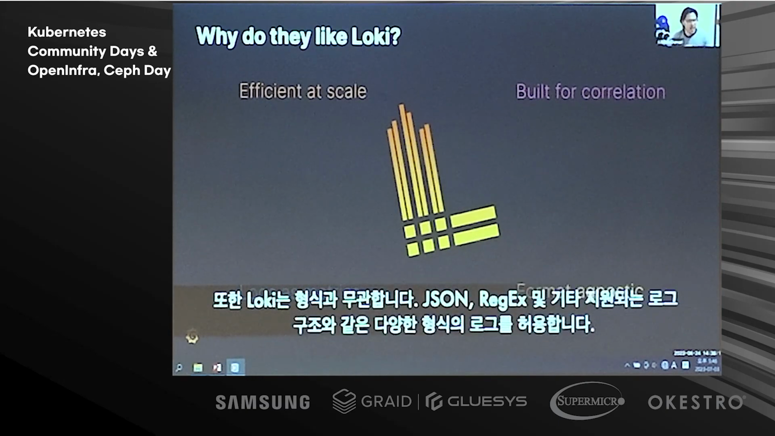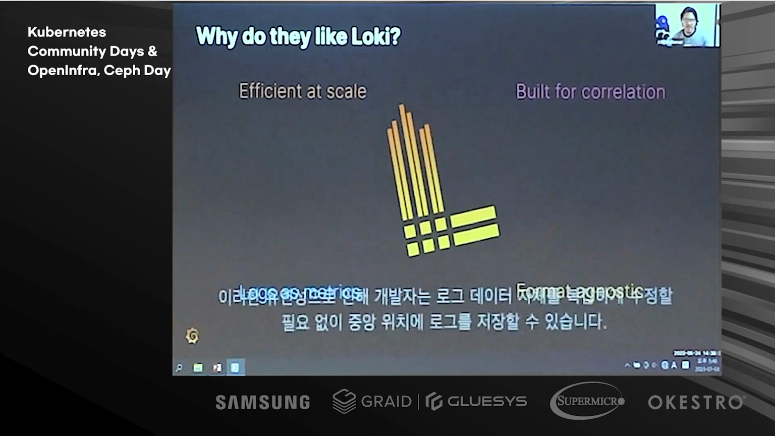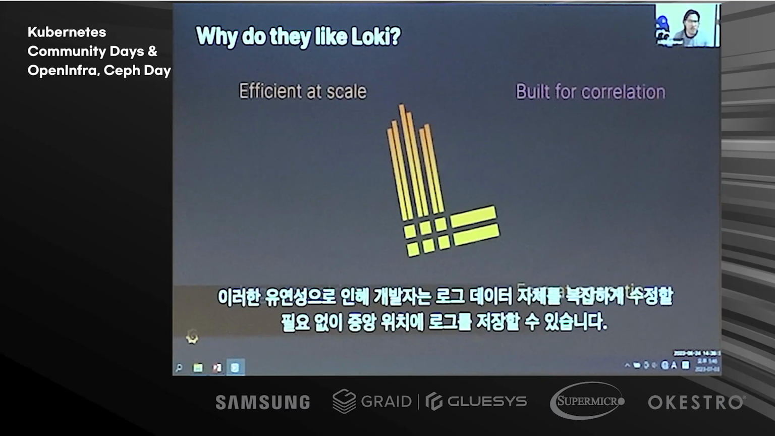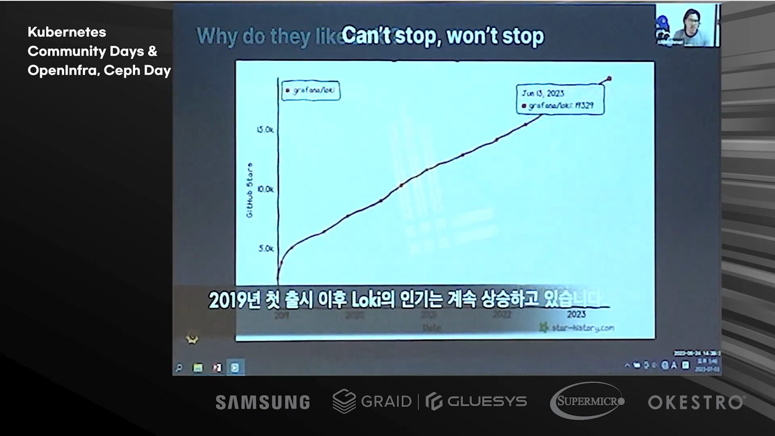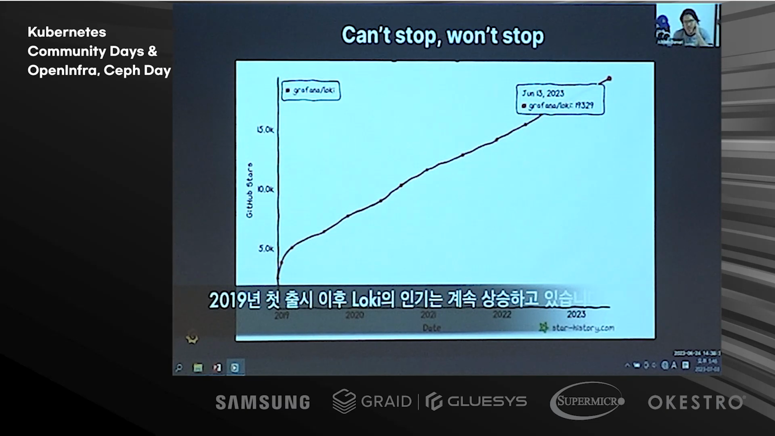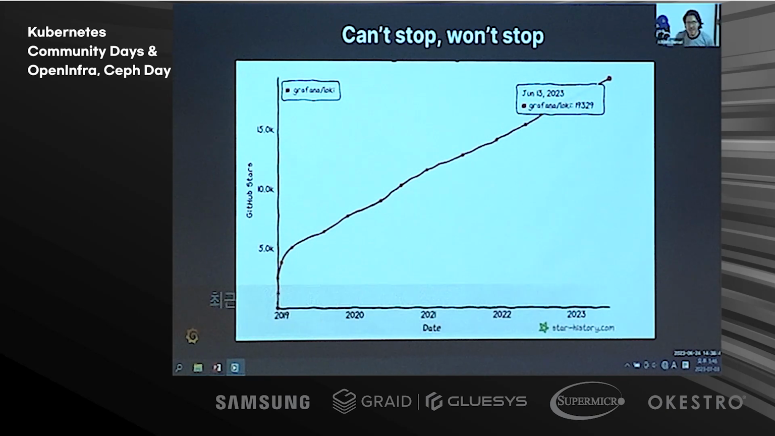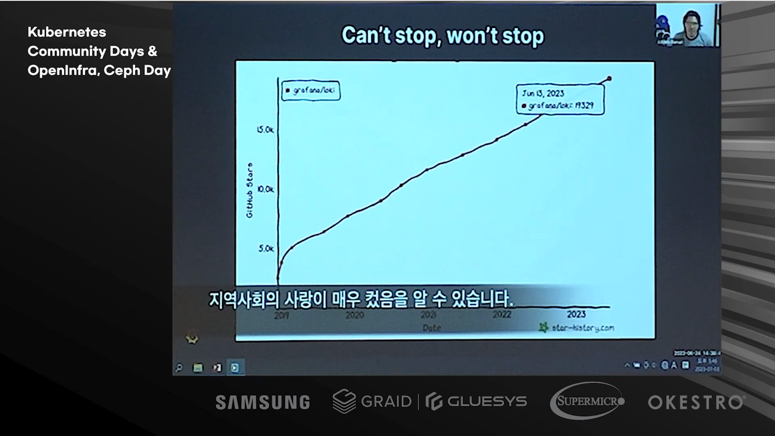Furthermore, Loki is format agnostic. It accepts logs in various formats such as JSON, regex, and many other supported log structures. This flexibility allows developers to store logs in a centralized location without the need for complex modifications to the log data itself. Since its first release in 2019, Loki's popularity continues to climb. As of recently, it has collected close to 20,000 GitHub stars. It just shows how much love it has received from the community.